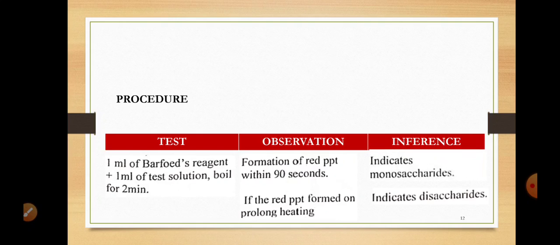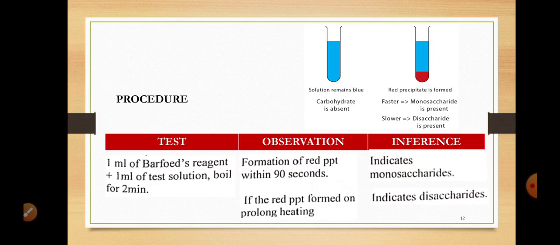the presence of monosaccharides. If the red precipitate is formed on prolonged heating, that is more than 2 to 3 minutes, it indicates disaccharides, because in the principle we learned that monosaccharides react very fast, whereas disaccharides react slowly. That is, disaccharides will reduce the cupric ions in acidic condition slowly, whereas monosaccharides will react and reduce very fast.